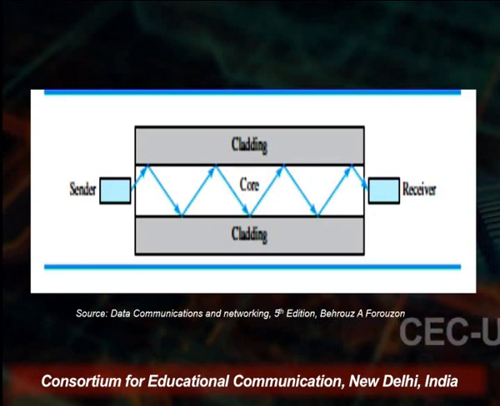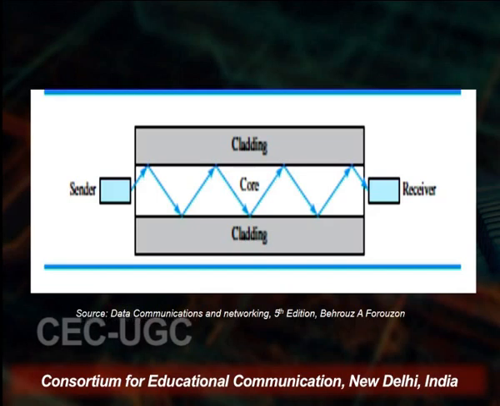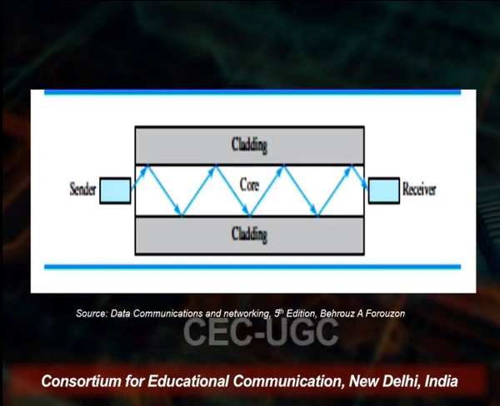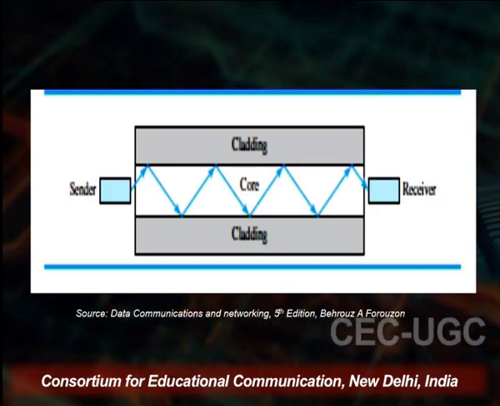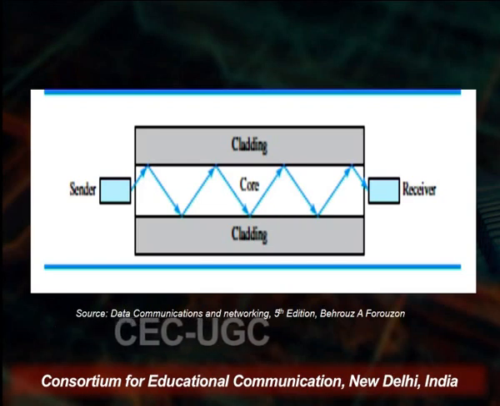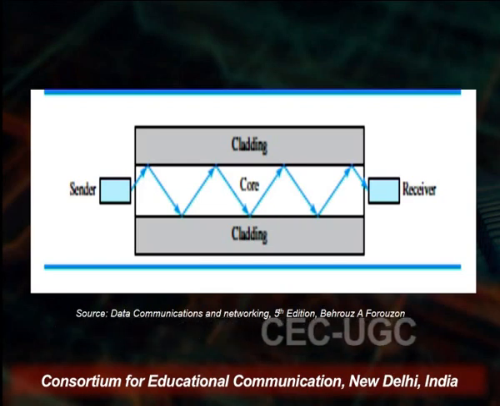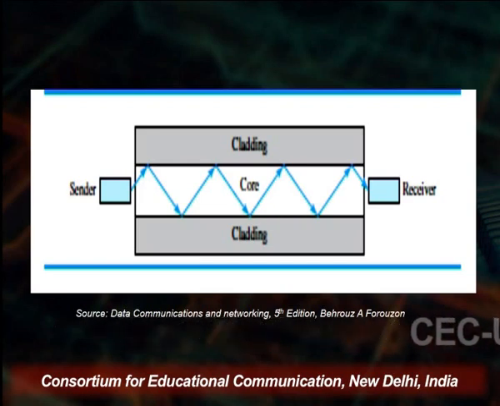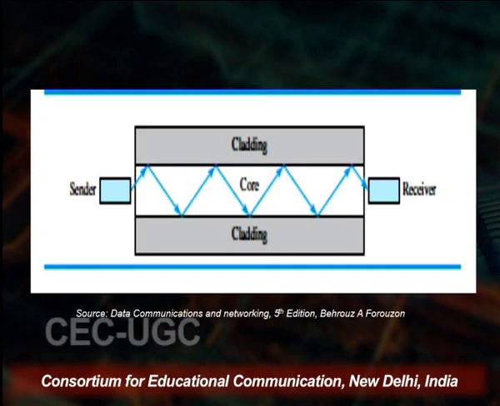So, if you look at this picture also, it is made very clear. This is the picture of a signal, how it is travelling inside an optical fiber. So, we have a sender who is sending the signal. There is a cladding which is put outside the core. This cladding is also made up of glass or a plastic, but it is less dense than the inner core. So, the inner core is more dense material, the outer cladding is less dense material.